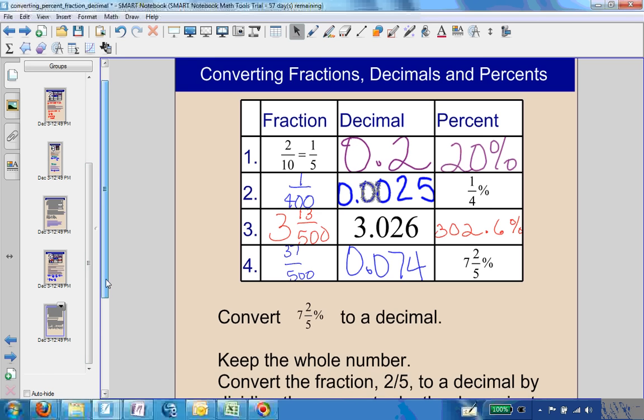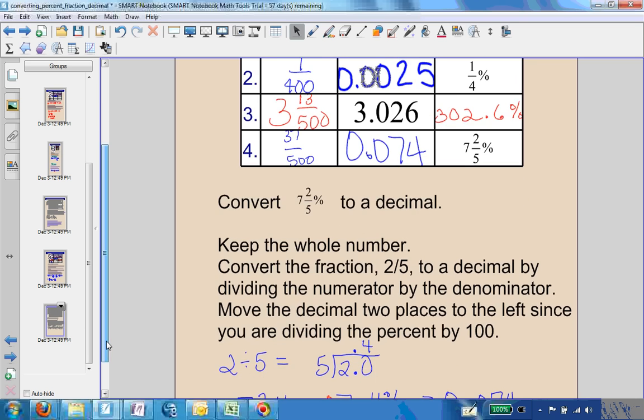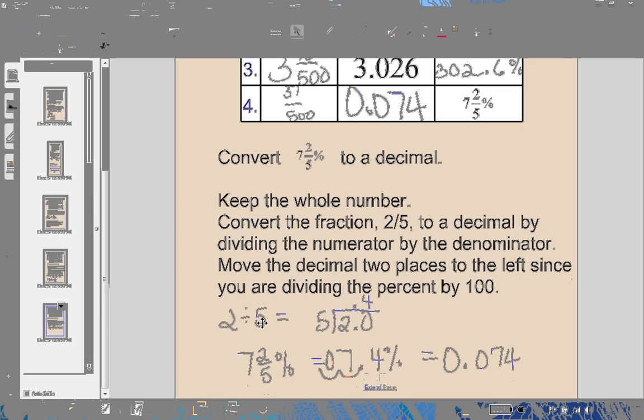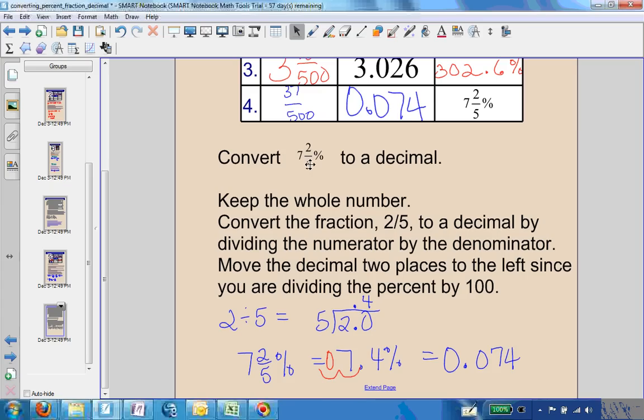And for our last problem, we're going to change 7 2/5% to a decimal. So the first thing we're going to do is divide the numerator by the denominator. So 2 divided by 5 equals 0.4. So this is actually 7.4%.